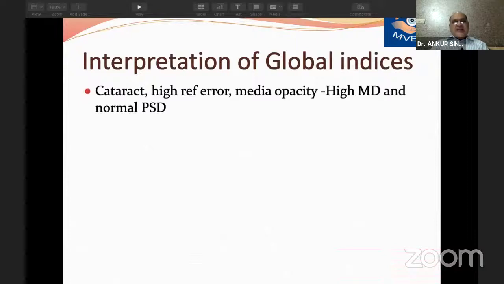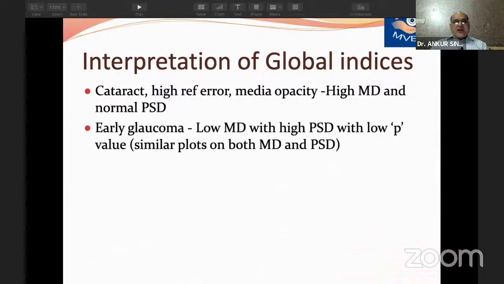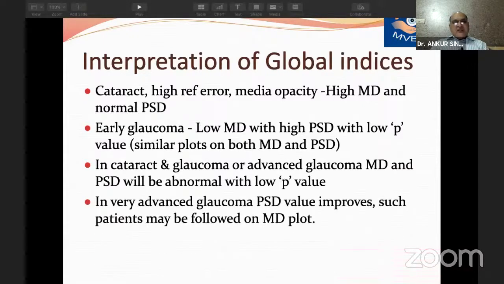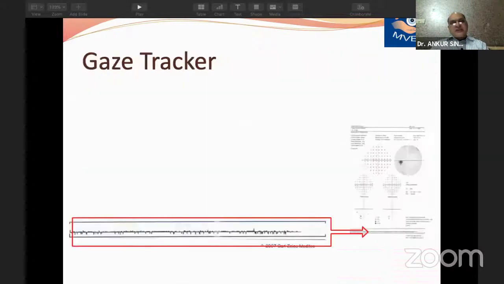Now we interpret the global indices. If the patient has cataract, high refractive error, or media opacity, the mean deviation would be high with a normal PSD. Early glaucoma would have a low mean deviation with a high pattern standard deviation with a low p-value, and the plots would look almost similar in the mean deviation and the pattern standard deviation. In cataract with glaucoma or advanced glaucomas, the mean deviation and pattern standard deviation would be abnormal with a low p-value. In very advanced glaucomas, we have already discussed that the PSD would improve and the mean deviation would worsen. So mean deviation would be required to follow up in these cases.